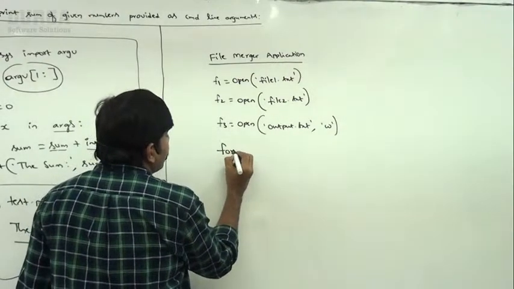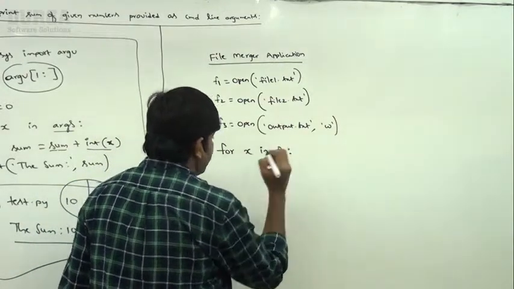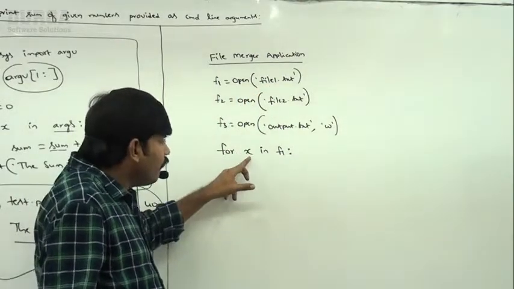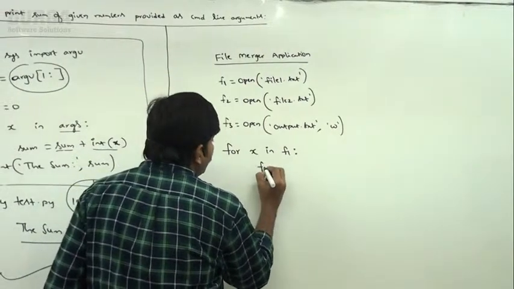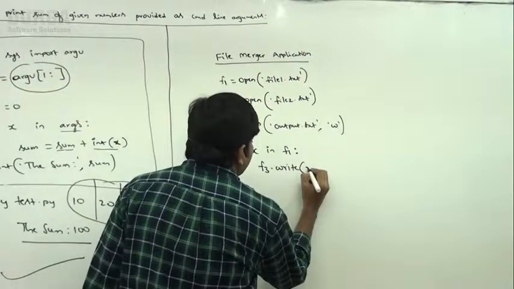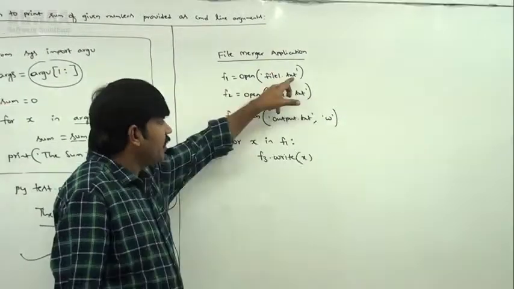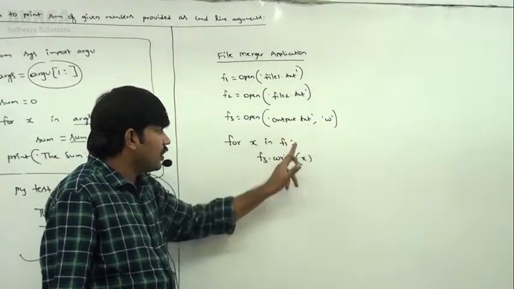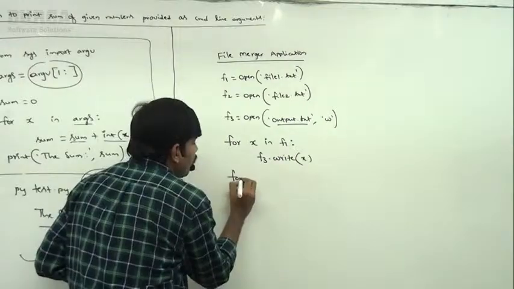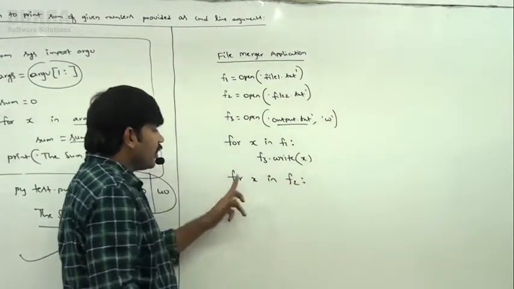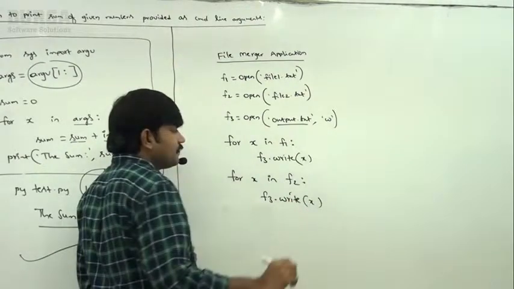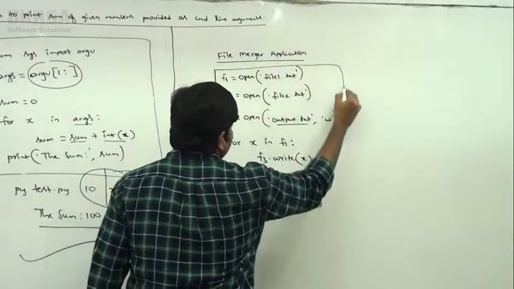Very simple. For X in F1, which means for every line present inside file1.txt, write F3.write(X). All the lines present inside F1, that is file1.txt, we write to F3, the output.txt file. So the first file's data is completed. Next, for X in F2, for every line present inside F2, write F3.write(X). That's all. A simple file merger application. Sir, this is the code.